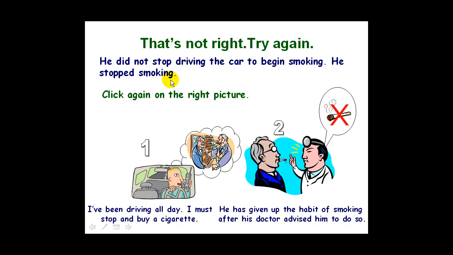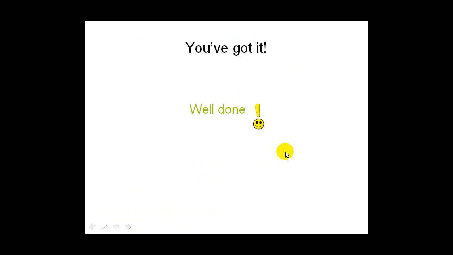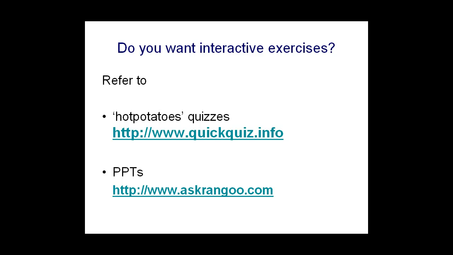Which one says he did not stop driving the car to begin smoking, but he actually gave up the habit of smoking. Then they will get this feedback, read this again and then click on the correct picture. And then they will be appreciated. As a teacher appreciates them in the class, the PowerPoint will appreciate them immediately. So whatever we expect the teacher to do, the computer is doing it here. Such exercises you can easily prepare using PowerPoint, using Hot Potatoes.